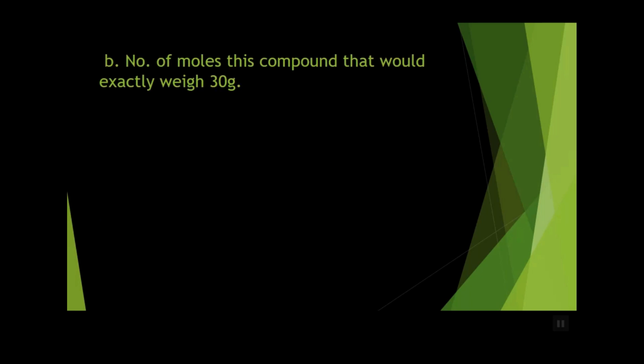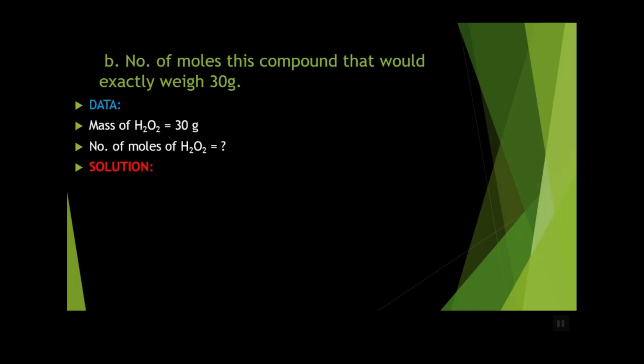Now part B, number of moles of this compound that would exactly weigh 30 gram. So make the data. Mass of H2O2 is 30 gram and number of moles of H2O2 is unknown. So solution. Students, what is the first step? To find the molar mass. But actually in part A we have already calculated the molar mass of H2O2, so there is no need to calculate it again.